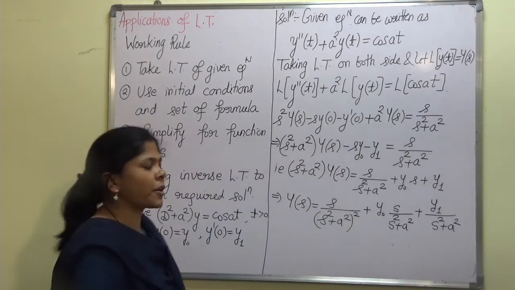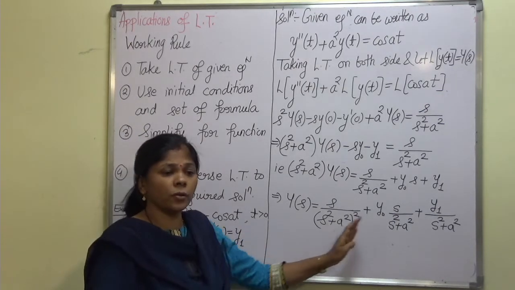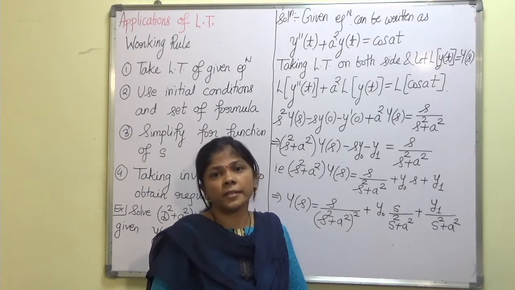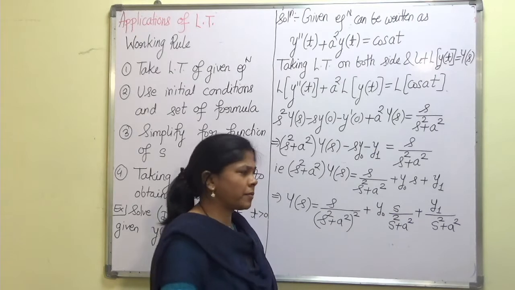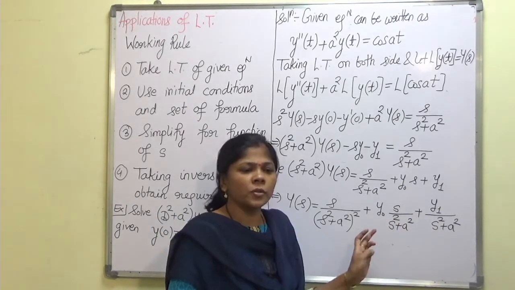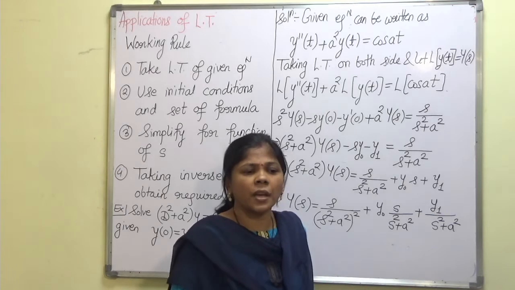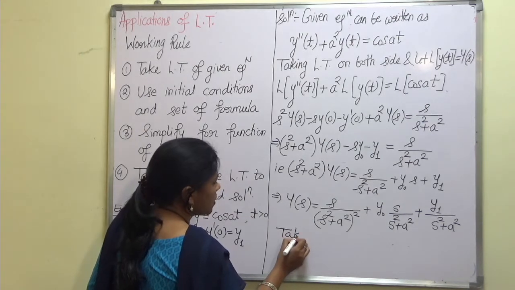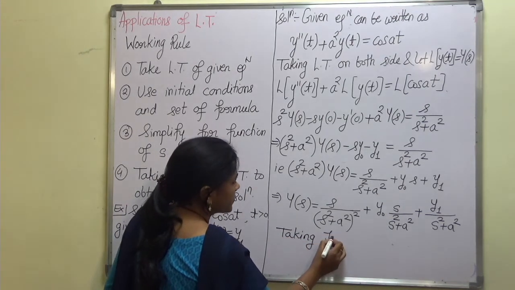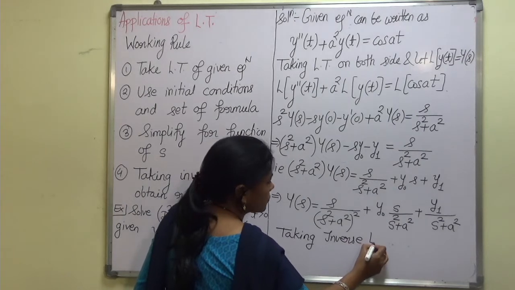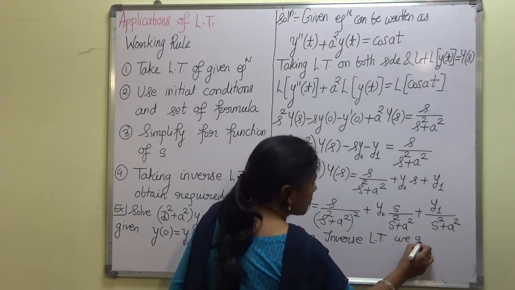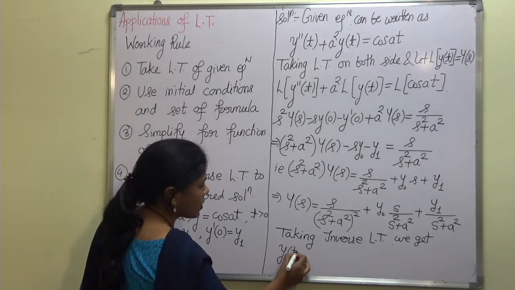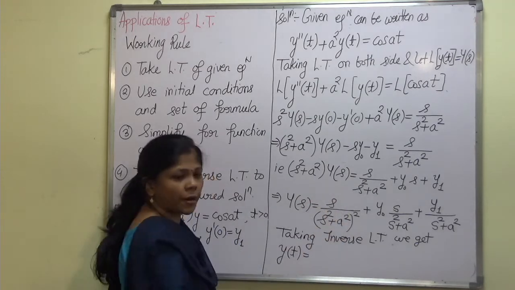So now we have obtained the function of s. Just quickly go through it, whether you can write the inverse Laplace transform of each term on the right hand side or not. I can take the inverse of this, this, and this also. So it is in the required form. As soon as we get this form, we will take the inverse Laplace transform. Taking inverse Laplace transform, we get, so what is the inverse of Y of s? That is y of t.